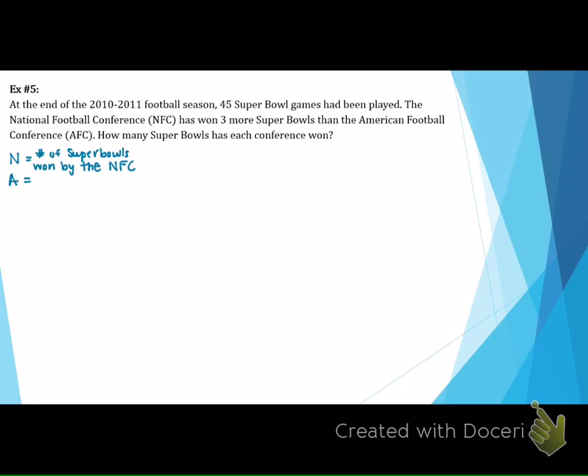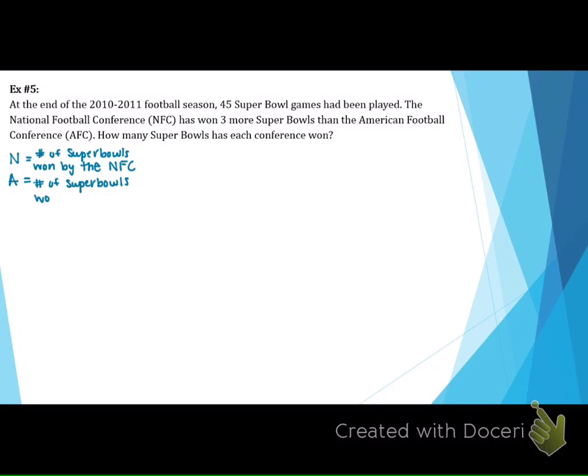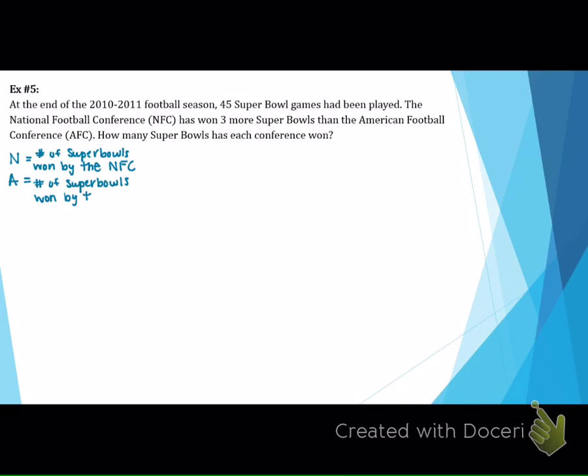Okay. And then the other one is the number of Super Bowls won by the AFC. Okay, so let's reread this problem. So I'm going to kind of highlight some important information here.